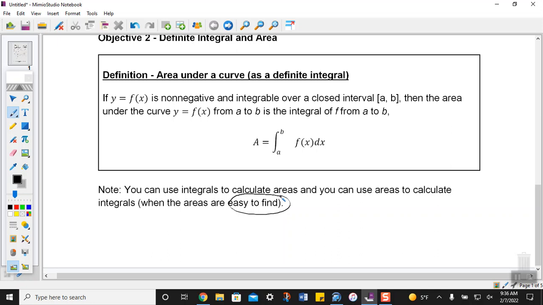No, but guess what? We are going to find a way to find that total area using antiderivatives, okay? So the note says you can use integrals to calculate areas, and you can use areas to calculate integrals, typically when they are easy to find. There's a lot we need to learn yet in order to find areas like this relative to antiderivatives. We'll get there, but right now we want to keep this simple so you understand the concept. Knowing that this mess is really the area under a curve from lower limit A to upper limit B is equal to some area.